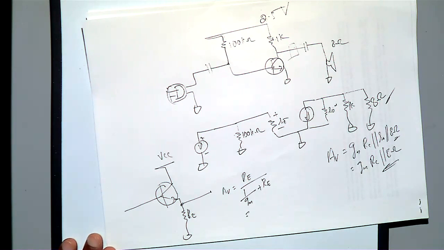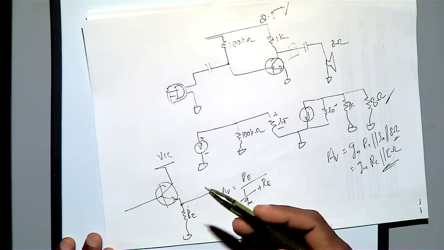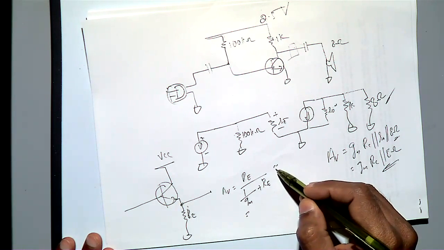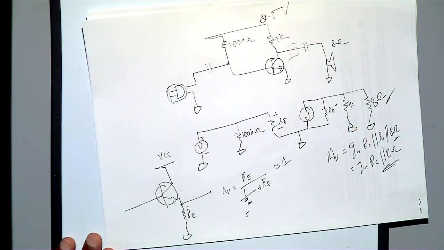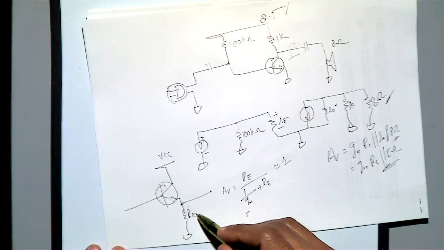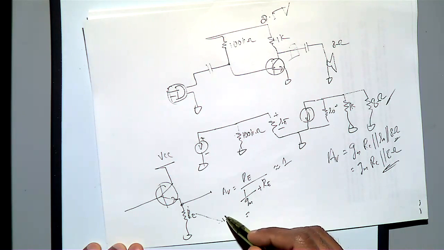And this RE plays a role. If this RE is very, very small, then you are attenuating your signal. If it is a buffer, you get a gain approximately equal to 1. That is our idea. Your voltage gain should be approximately equal to 1, but you don't want your emitter follower to attenuate the signal. If that is the case, your RE should be very high.